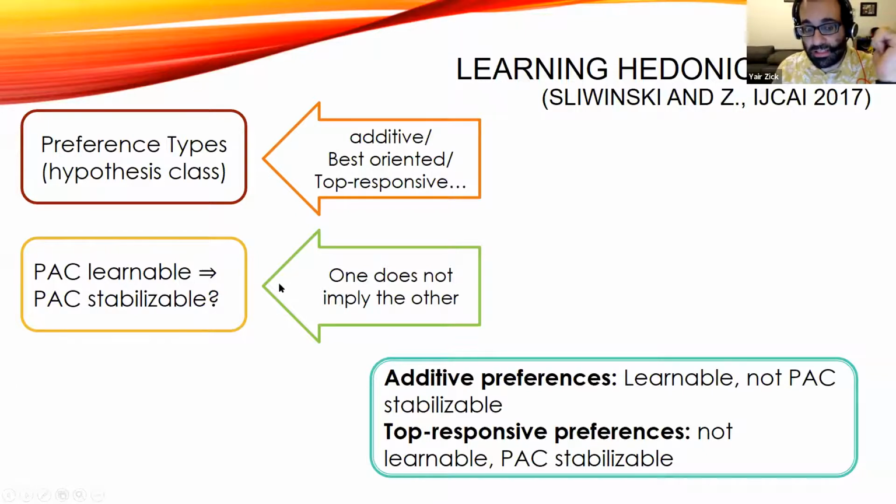So you could have classes of hedonic games where you could learn the preferences, but you could not stabilize them. Basically, this robustness issue that I talked about before arises. This is in particular for additive preferences. They're learnable, but they're not stabilizable. But other classes like top responsive preferences are not learnable. They have a very high VC dimension, but they are stabilizable. All right, so let me give you a very short example of what goes on here.